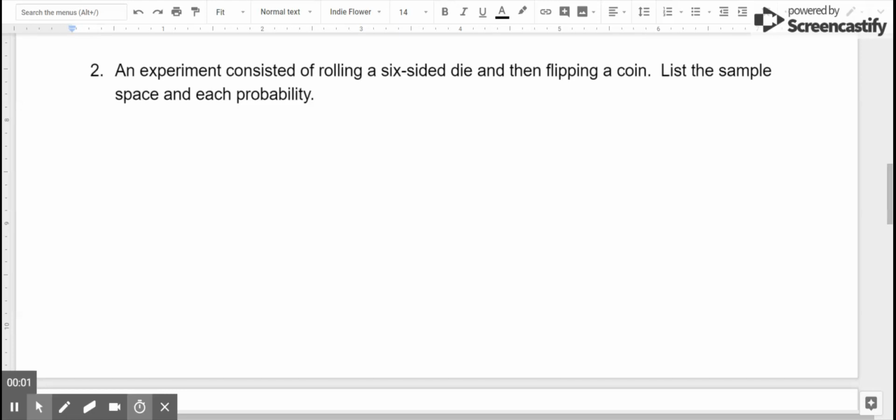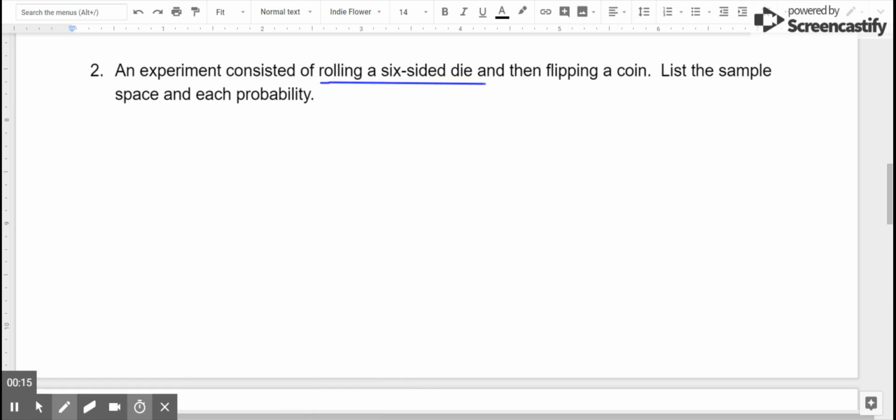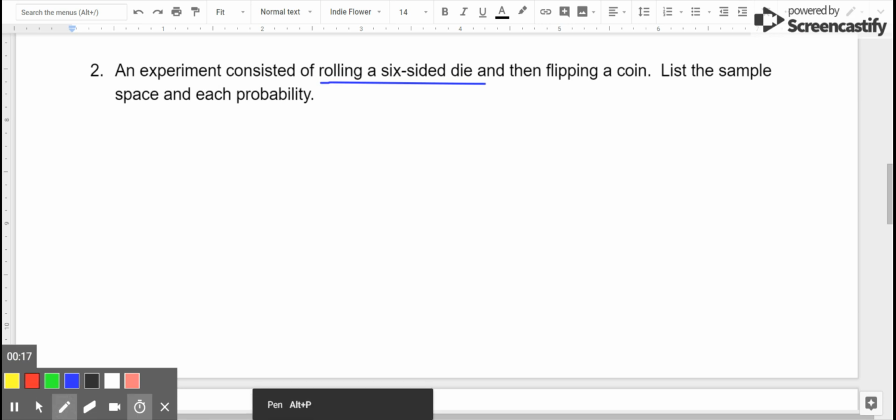Let's take a look at number 2. An experiment consisted of rolling a 6-sided die and then flipping a coin. List the sample space in each probability. So I've got 2 events here, right? I've got rolling a 6-sided die, and then after I roll my 6-sided die, I'm going to be flipping a coin.